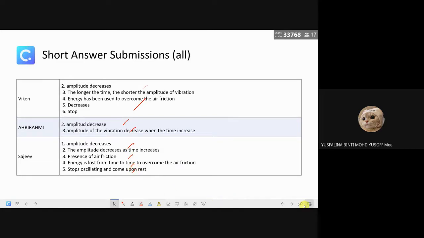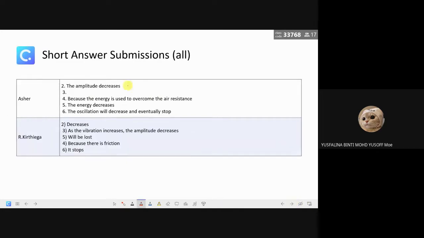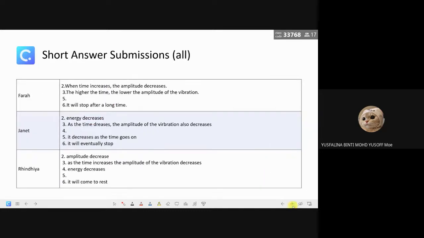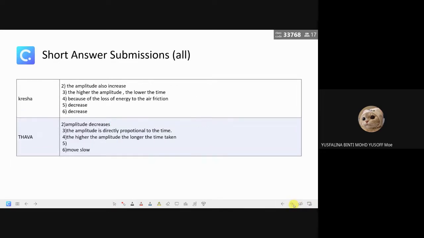Energy will be lost, will decrease, eventually stop, right? Then as the time increases, the amplitude decreases, the energy decreases, and eventually it stops. Okay, it will come to rest. So actually it will stop, right?